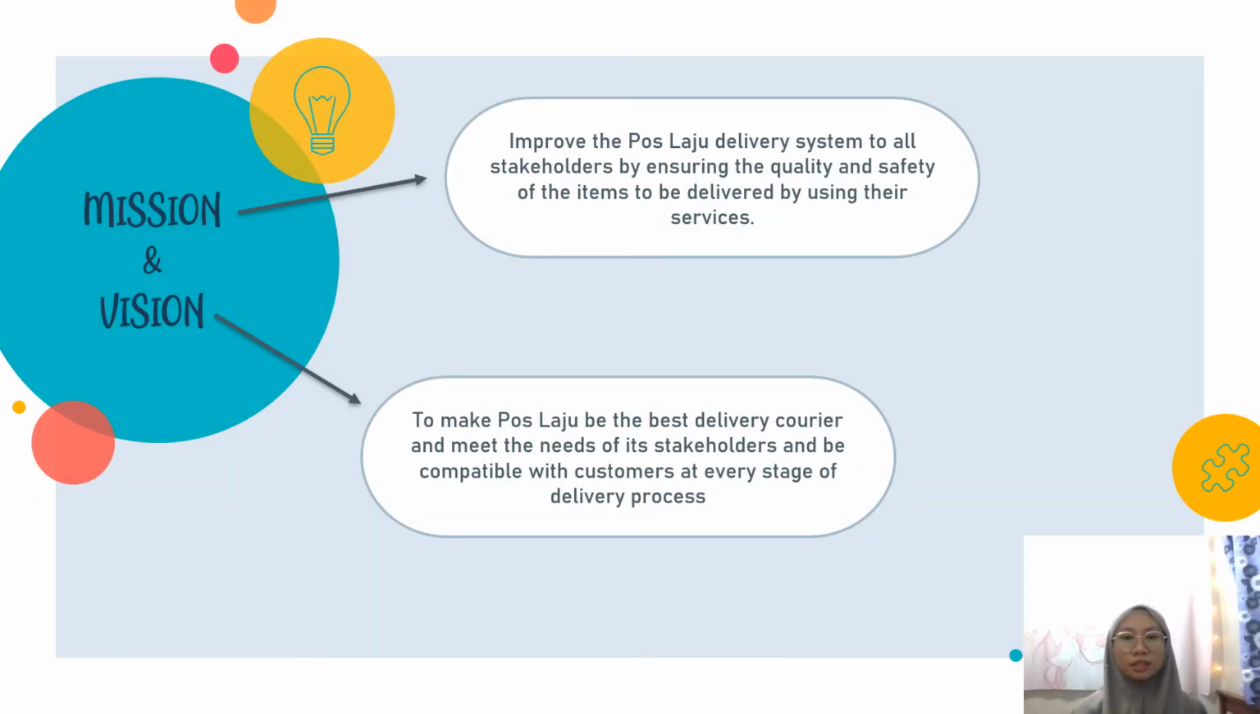Hi, I'm Nurul again. I will continue with the next slide. The mission of our system is to improve the Post Laju delivery system for all stakeholders by ensuring the quality and safety of the items to be delivered using their service. And for the vision, to make Post Laju the best delivery courier and meet the needs of its stakeholders and be competitive with customers at every stage of the delivery process.